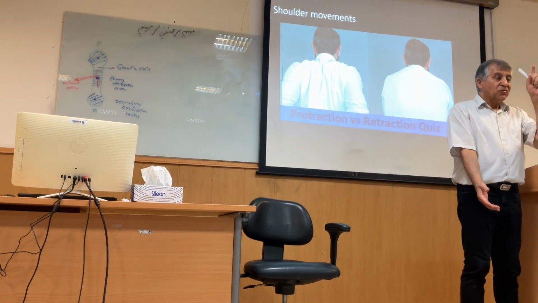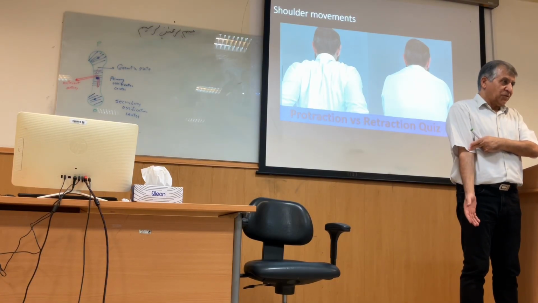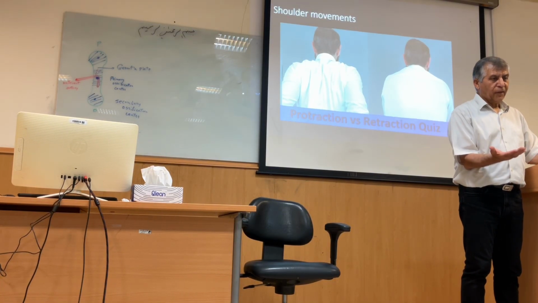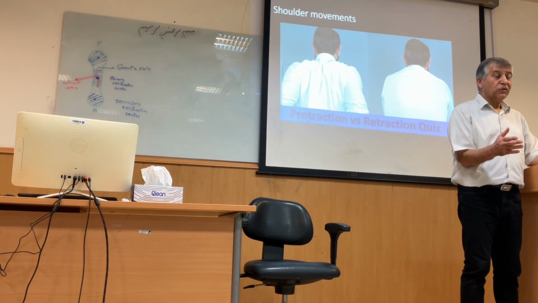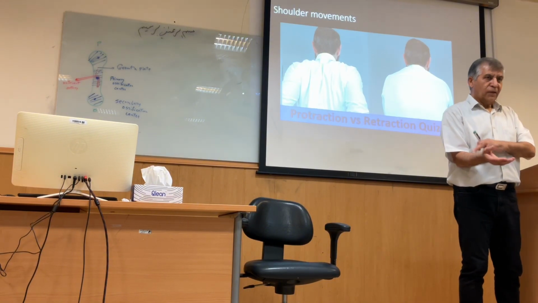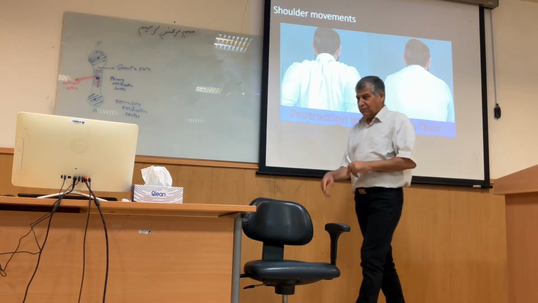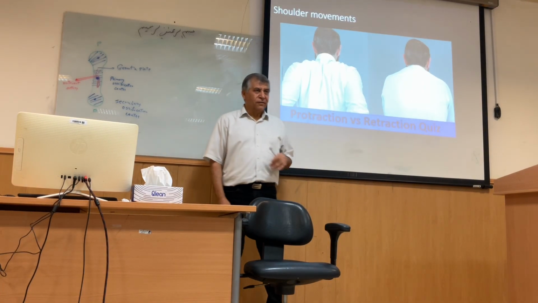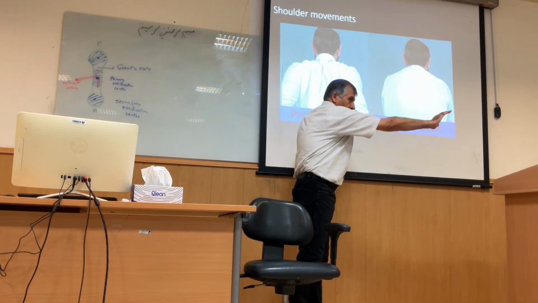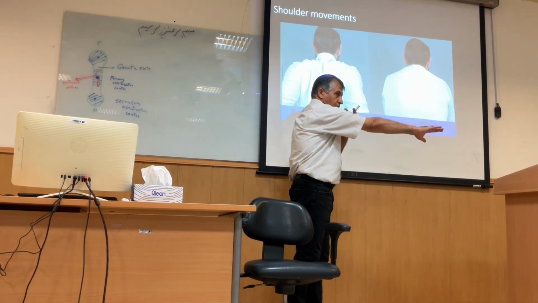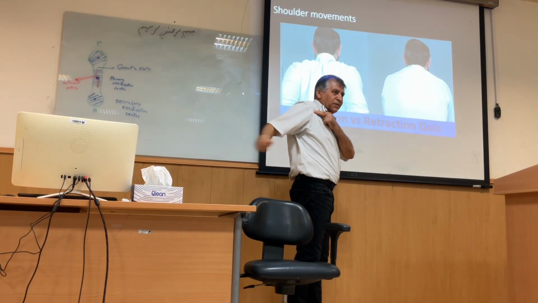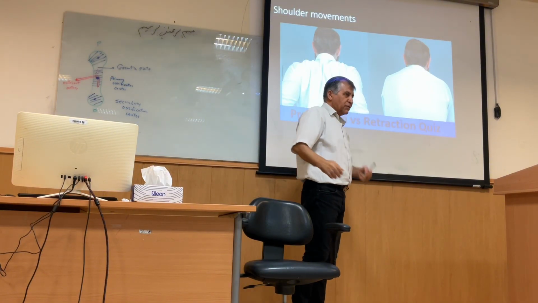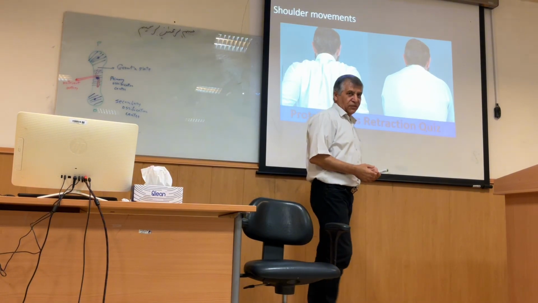Elbow has just flexion and extension. This one: supination, pronation, supination, pronation of the forearm. Supination and pronation of the forearm. This one, shoulder: protraction. This one, retraction. Protraction, retraction. Okay?